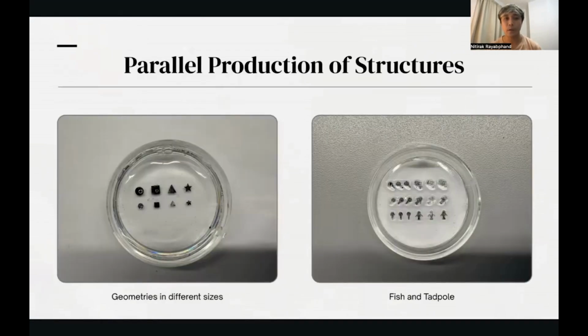Here are the results of the microstructures after the fabrication. On the left-hand side image, the geometric structures were fabricated in different sizes and shapes in parallel, and all of these were fabricated in a single batch. Also, the same for the right one, the fish and the tadpole were also fabricated in parallel, and all of these were fabricated in a single batch as well.